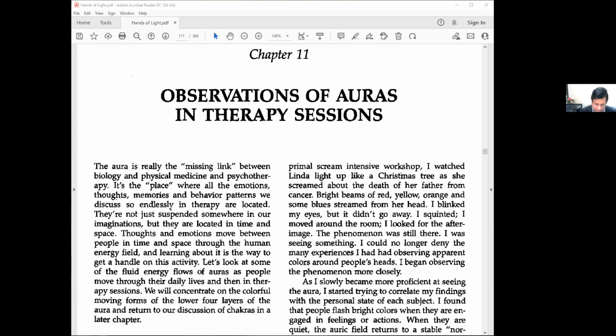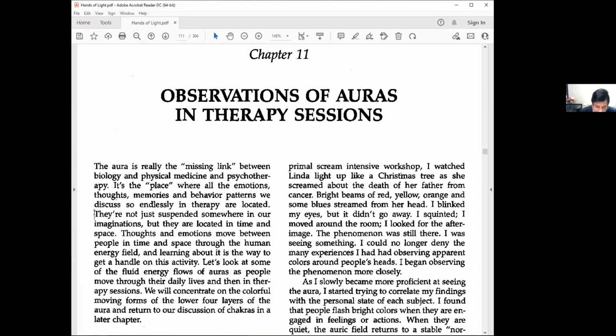Chapter 11, Observations of Auras in Therapy Sessions. The aura is really the missing link between biology and physical medicine and psychotherapy. It's the place where all the emotions, thoughts, memories, and behavior patterns we discuss so endlessly in therapy are located. So this is absolutely right. You know, when we used to take aura pictures with the Progen camera, we could really discern what is happening exactly with that person. And it used to act like a mirror of the person, right?